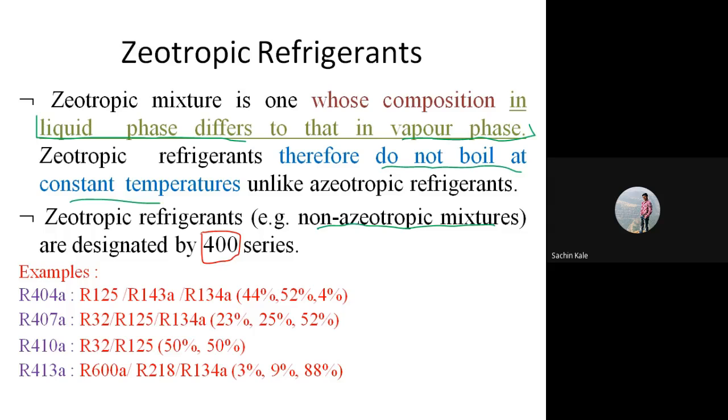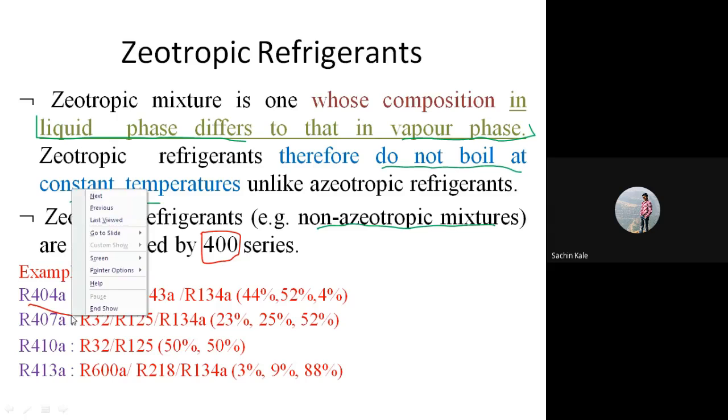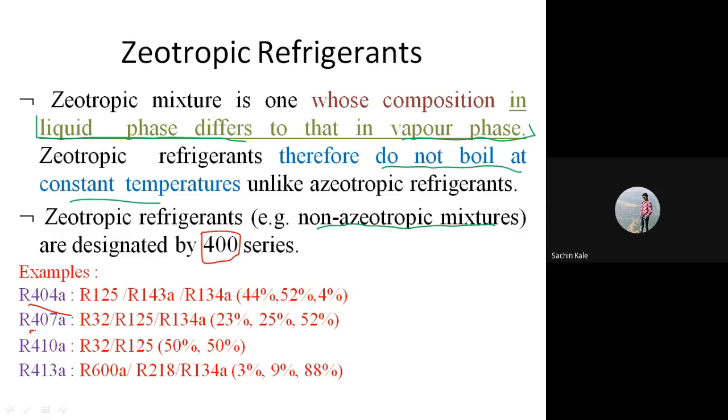The commonly used zeotropic refrigerants are R404, R407, R410A, then R413A. If you see here, all the refrigerants start with the 400 series. That's why they are called zeotropic refrigerants.